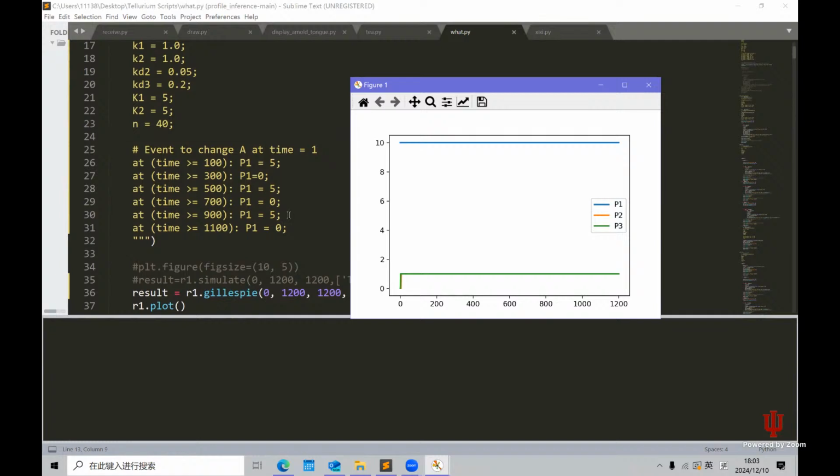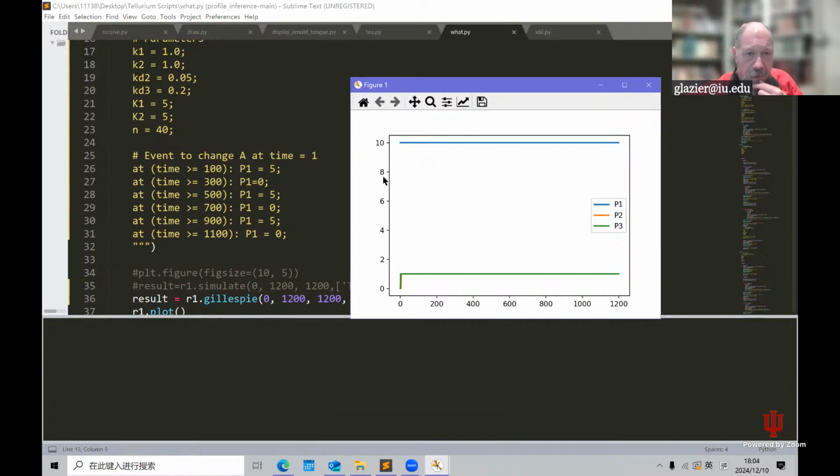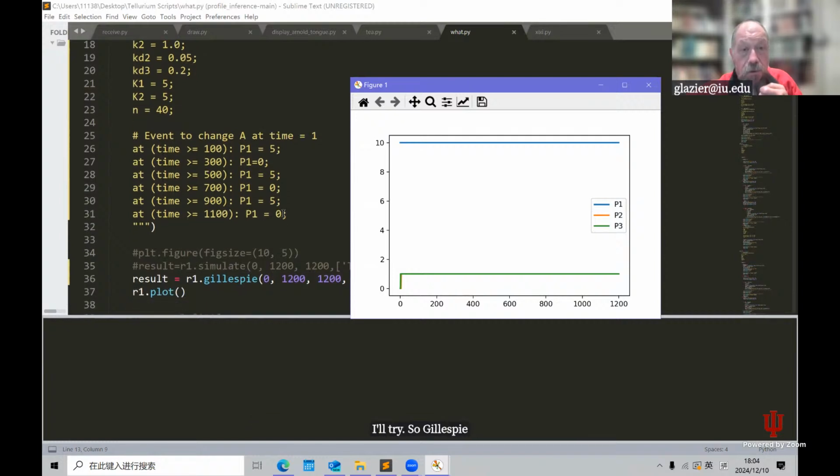Why don't you, sorry, go ahead. In the Gillespie simulation, it seems I cannot configure the P1 value. Yeah, I'm surprised by that. I don't know why P1 doesn't change. Oh, try, so Gillespie, normally you don't do the number of points. So get rid of that second 1200.